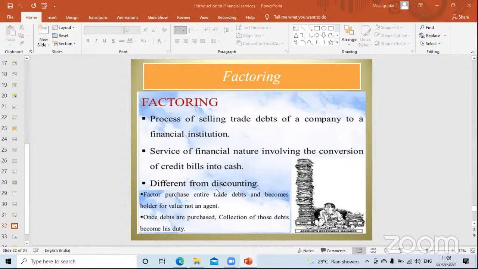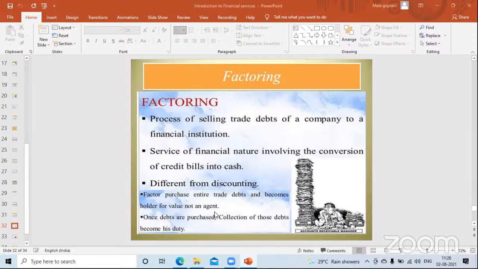Okay, this is different from discounting. Discounting means you sell it to the bank, and there may be one or two bills. But here, take one department, the receivables management department. The whole receivable management department is sold to the factor. Everything he will look after. The factor purchases the entire trade debts, the entire department is sold to them, and he becomes the holder of the value, not an agent. He is not an agent. He becomes the holder of the value.